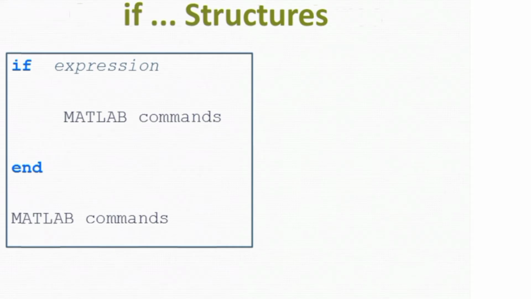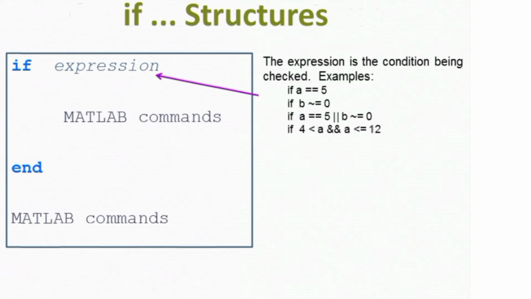So the main conditional structure we have available to us in Matlab, and really in most programming languages, is the if structure, which looks something like this. So we start out with if being our keyword for this type of structure in Matlab. And then next to the if, we have some type of conditional expression or conditional statement. Okay, so we could say if A is equal to 5, if B does not equal 0, right? We can construct some type of conditional statement and use that as the expression for our if structure.